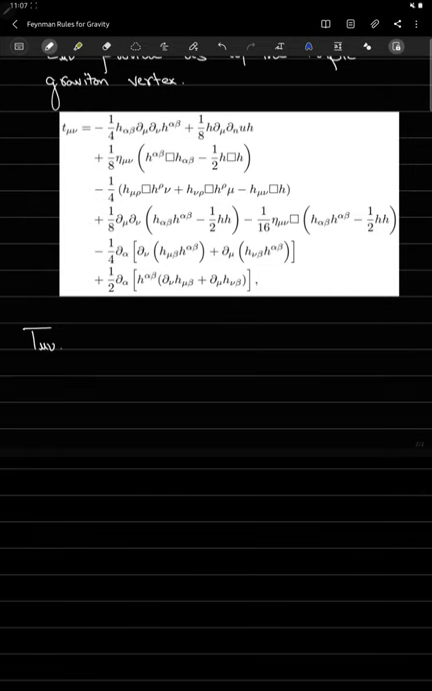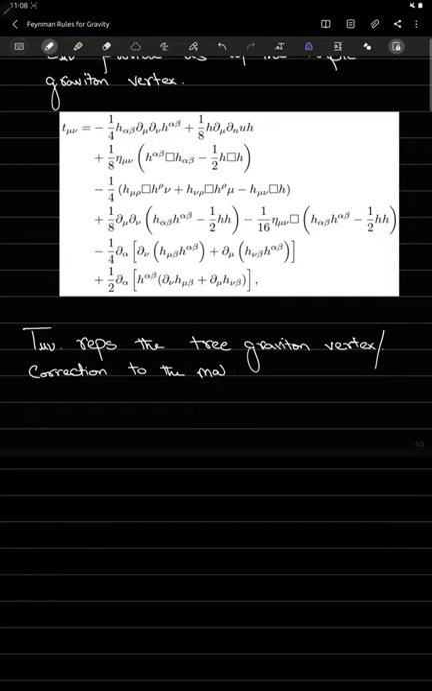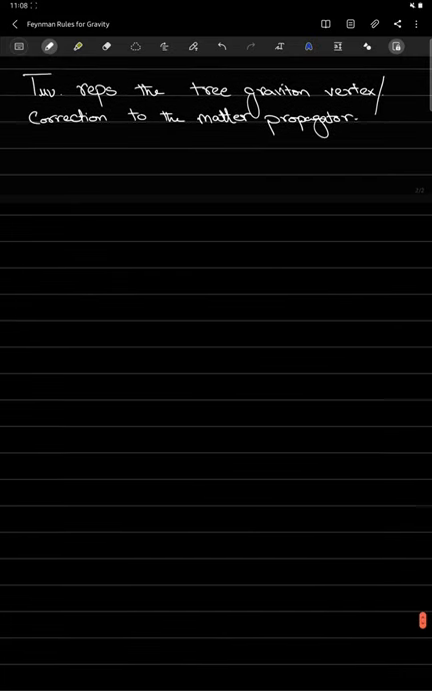capital T mu nu? Well, the capital T mu nu represents the tree graviton vertex, right? Or you can say the tree graviton correction to the matter propagator. And don't worry, I'm going to get into the depth of this matter propagator. We are going to derive the propagator, of course. But well, I'm also going to let me show you what a triple graviton vertex looks like and what a tree graviton vertex looks like, right?